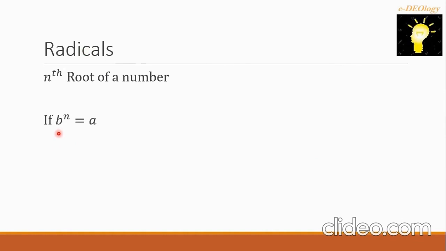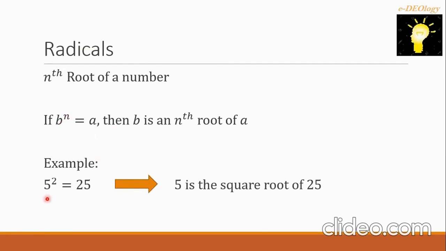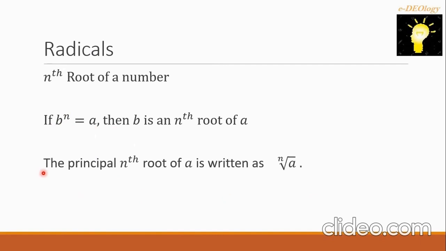Suppose we have a variable b raised to an exponent n, and this is equal to a value a. Then this b here is an nth root of a. As an example, we have 5 squared equals 25, so this number 5 is the square root of 25. The principal nth root of a is written as the symbol, read as nth root of a.